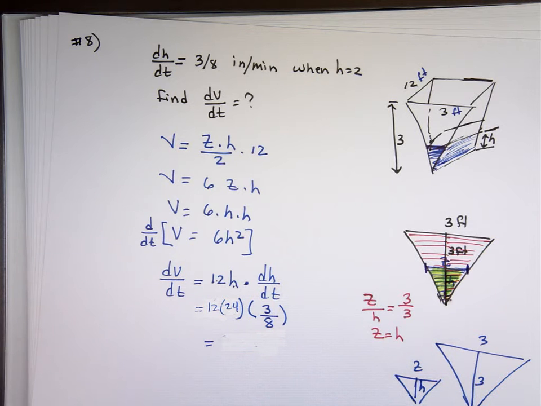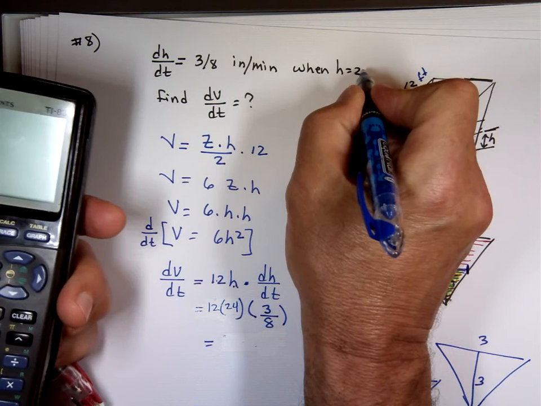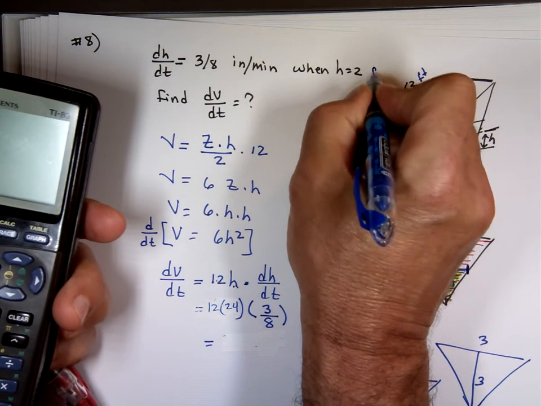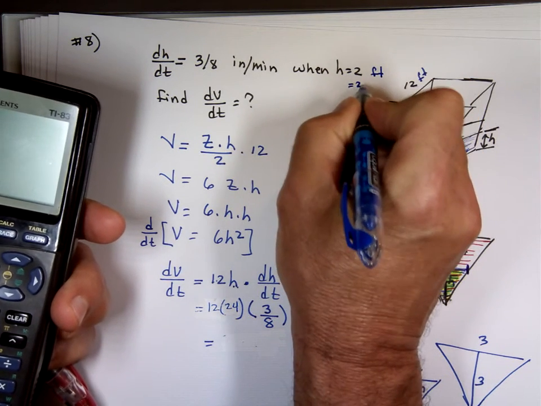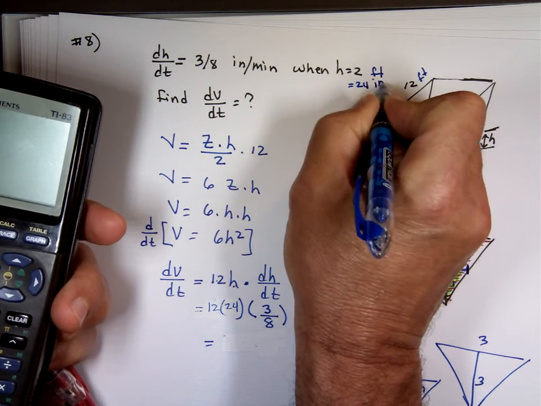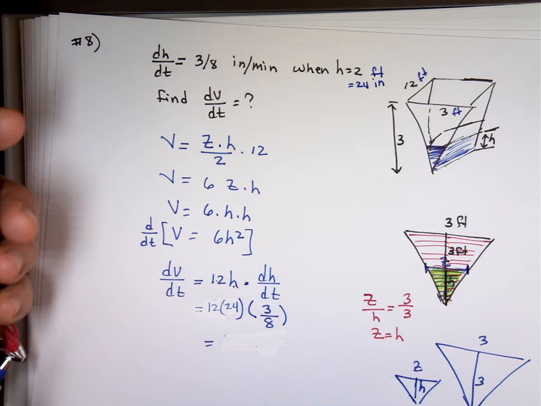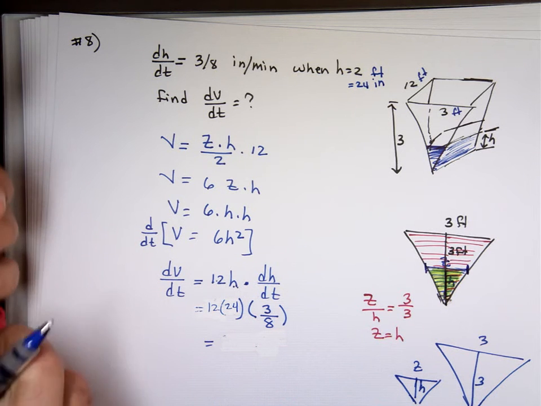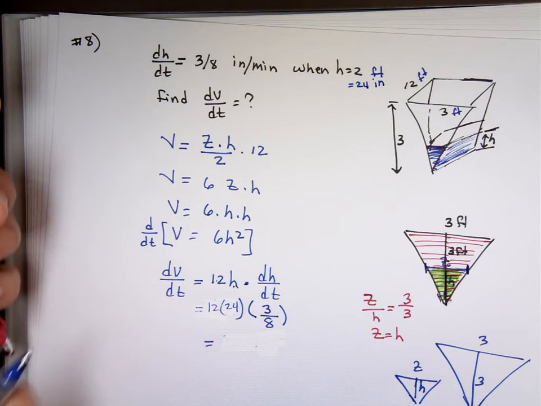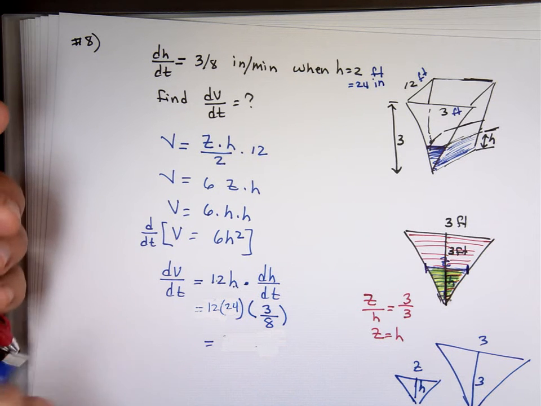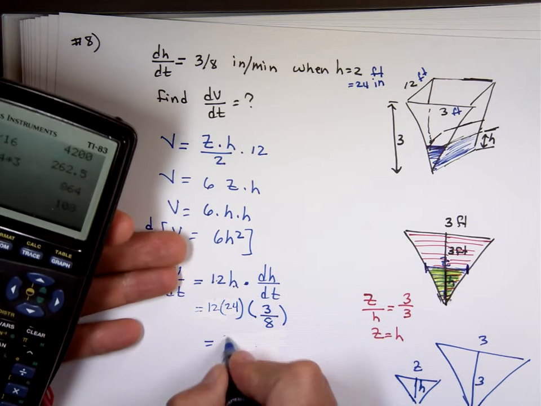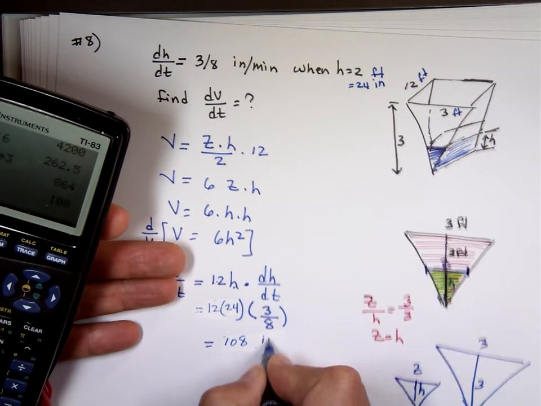So my answer is going to be in inches cubed, and I'll convert that after. So this is when H equals 2. I didn't see the number, but on the picture they have feet here, which is really 24 inches. So 12 times 24 times 3 divided by 8, it is 108 cubic inches per, was it minute?